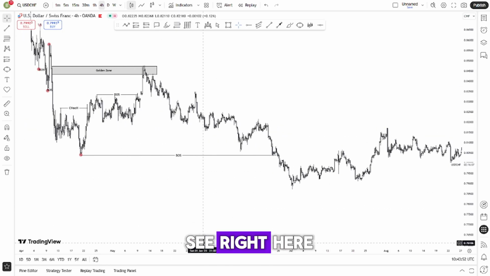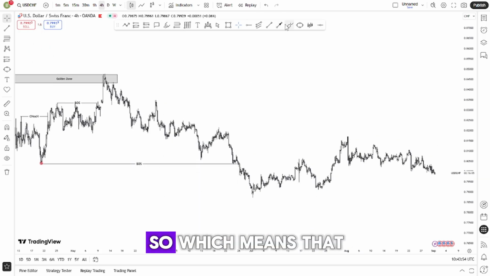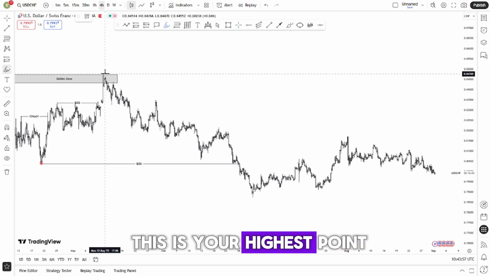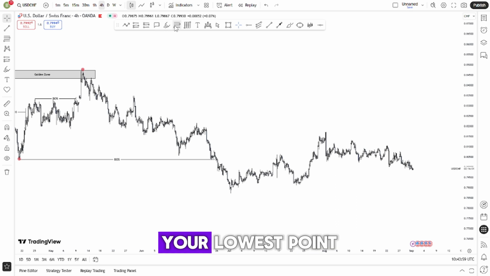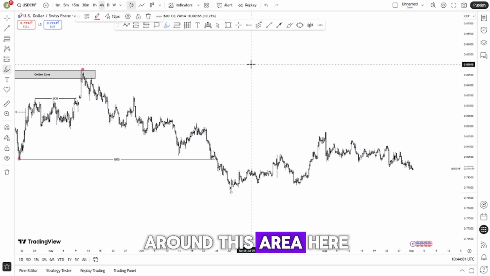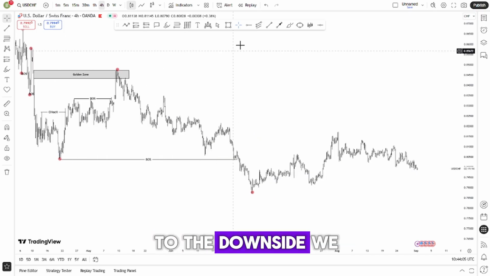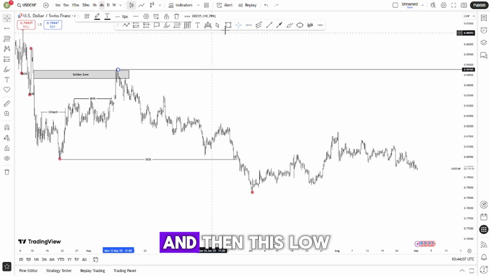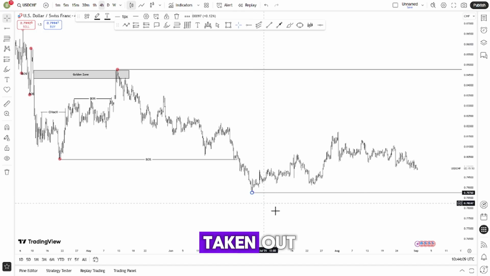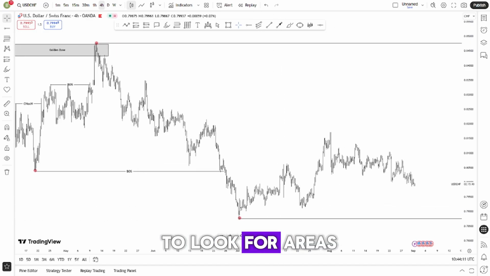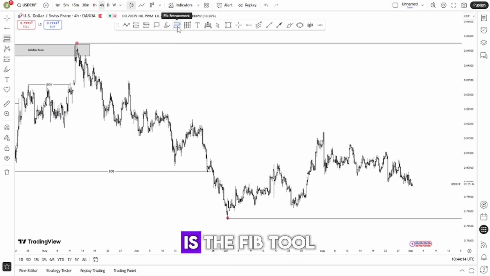So as you can see right here, we had a new break of structure, which means that this is your highest point and then this is your lowest point around this area here. So just like that, we already know that the market is pulling to the downside. We know that this high is protected and then this low here has to be taken out. So now we need to look for areas of interest. So what I use is the fib tool.